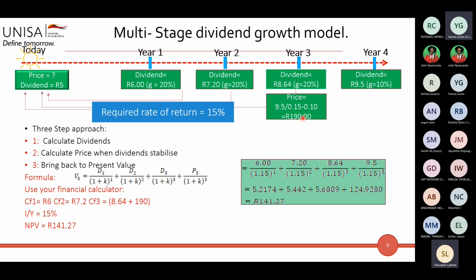Then what we have to do is bring everything back to present value, right? So we use a formula to do that. We have D1, D2, D3. Then you take the price that you calculated, 190, and put it over 1 plus K, to the power 3, because it's in year 3 and you're bringing everything back. That's why I aligned it under year 3 on the number line.